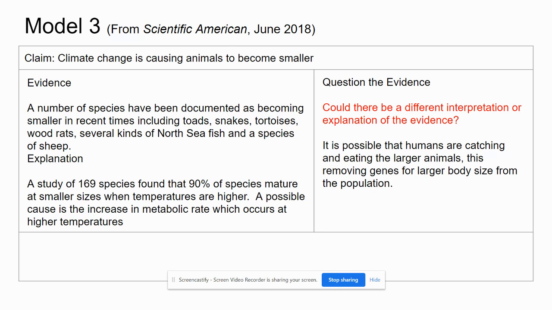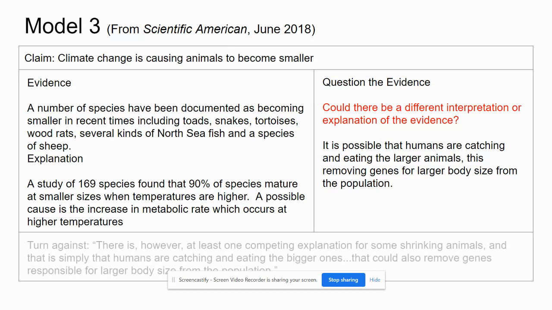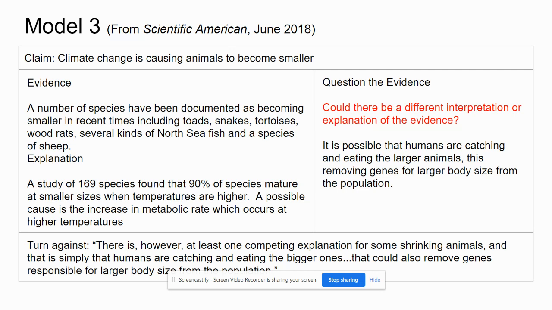If we ask ourselves the question, could there be a different interpretation or explanation of that evidence? Scientific American says there possibly is one. It's possible that humans are catching and eating the larger animals, thus removing genes for larger body size from the population. So there's weak evidence against our claim, and so because of this, if we've got a skeptical audience, we're going to include a counter-argument. The turn against in the counter-argument could be this. So there is, however, at least one competing explanation for some shrinking animals, and that is simply that humans are catching and eating the bigger ones, and we go on with our evidence.